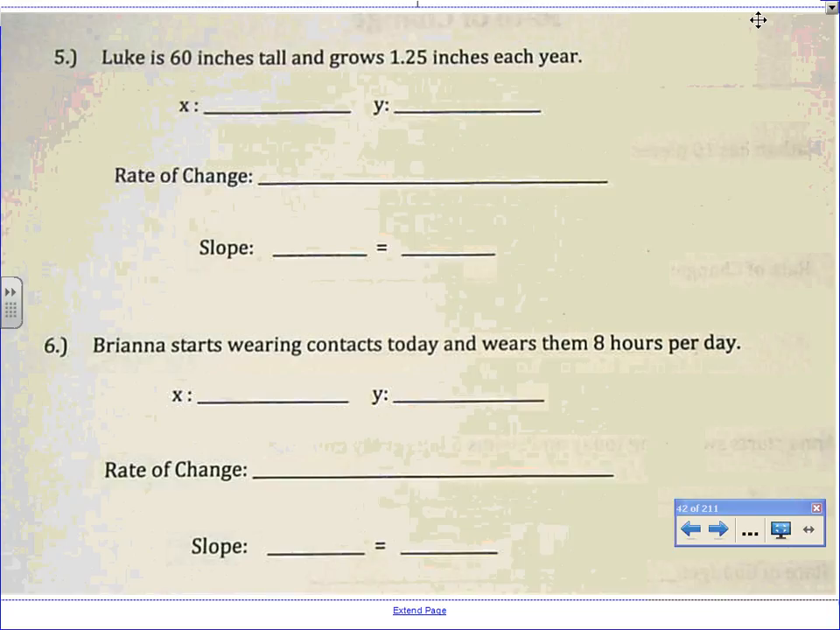Inches over 1 year. That makes sense? Okay. Careful with this. This one's tricky. Probably my fault for making that one tricky. Good. Number 6 is a little weird in regards to what the x and y values are or what they mean. Good.